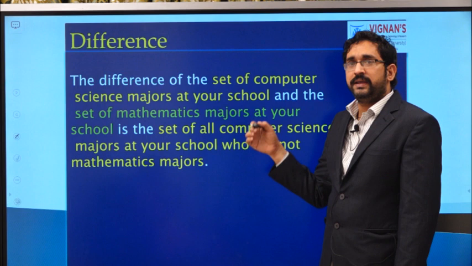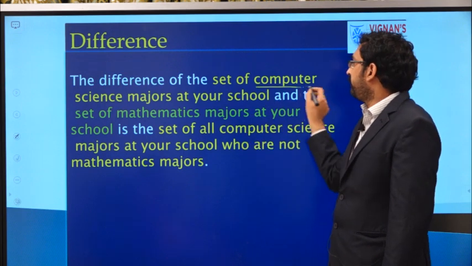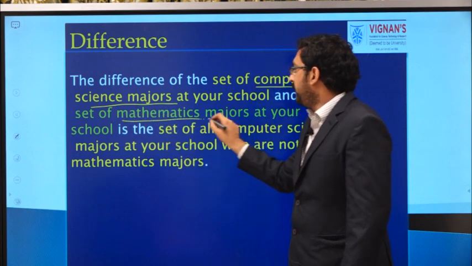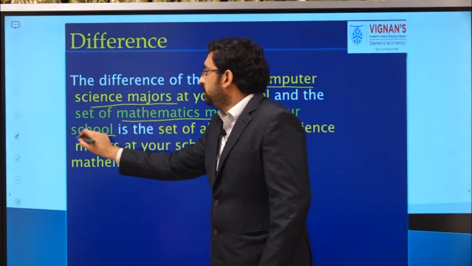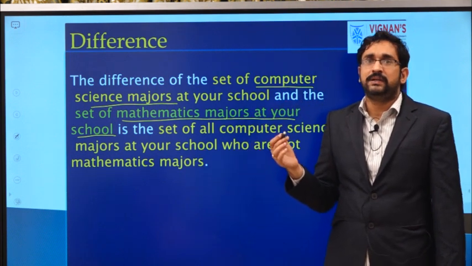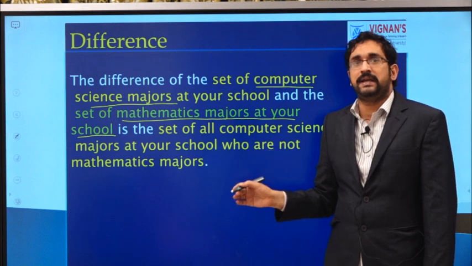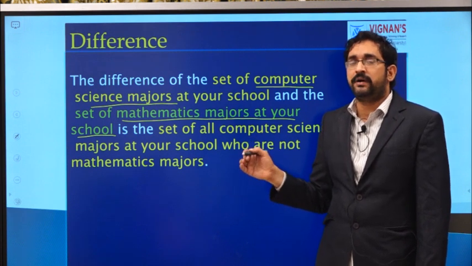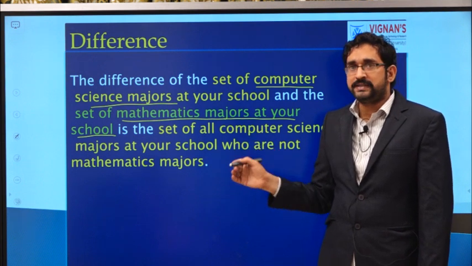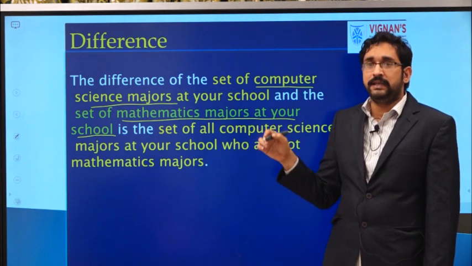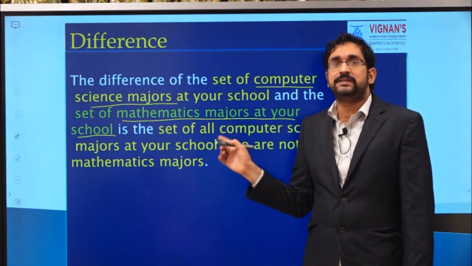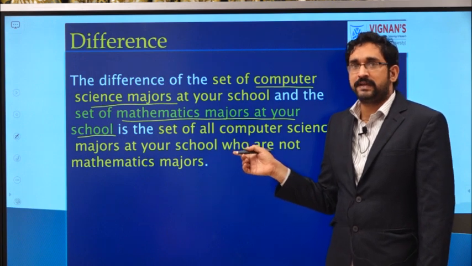Here is one more example. One set contains the set of all computer science majors at your school and another set contains all mathematics majors at your school. We have to find the difference. A contains the set of all majors in computer science. B contains the set of all students who major in mathematics. A minus B means the students at your school who major in computer science but not in mathematics. So this is one more example for difference of sets.